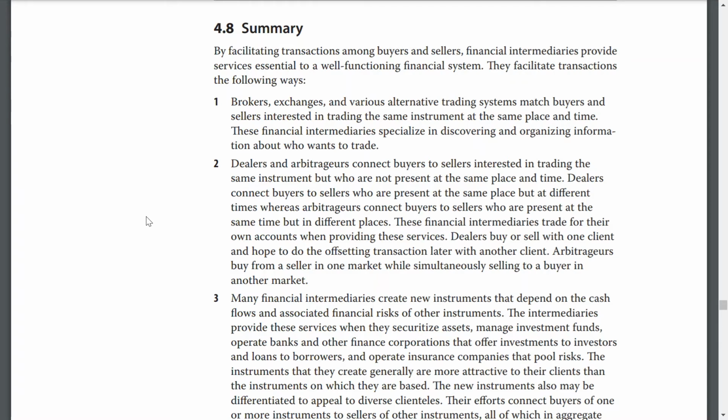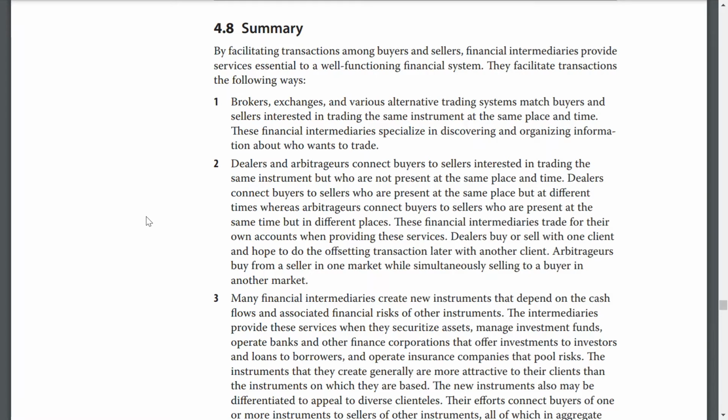These financial intermediaries trade from their own accounts. When providing these services, dealers buy or sell with one client and hope to do the offsetting transaction later with another client. Arbitrageurs buy from a seller in one market while simultaneously selling to a buyer in another market.